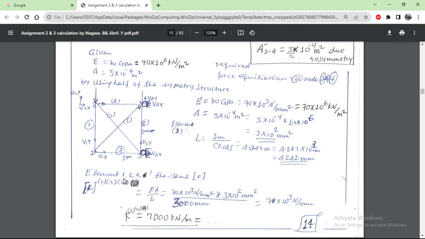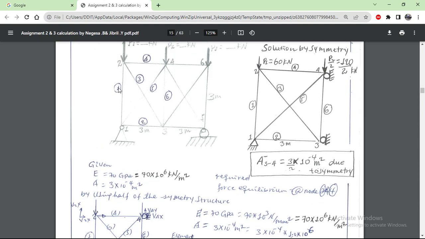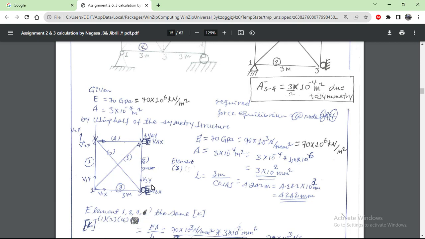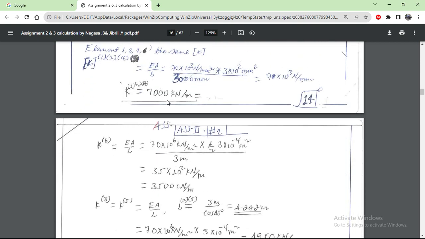Then for element numbers 1, 2, and 4, we calculate the same way the stiffness and the section area. From the diagram, elements number 1, 2, and 4 have equal sections. After calculations, we get this result.